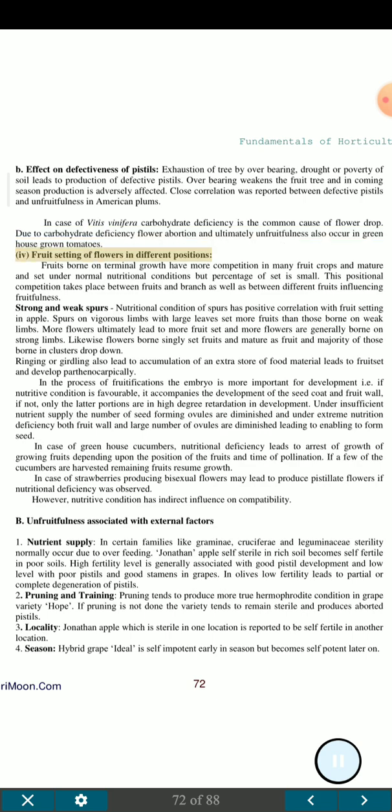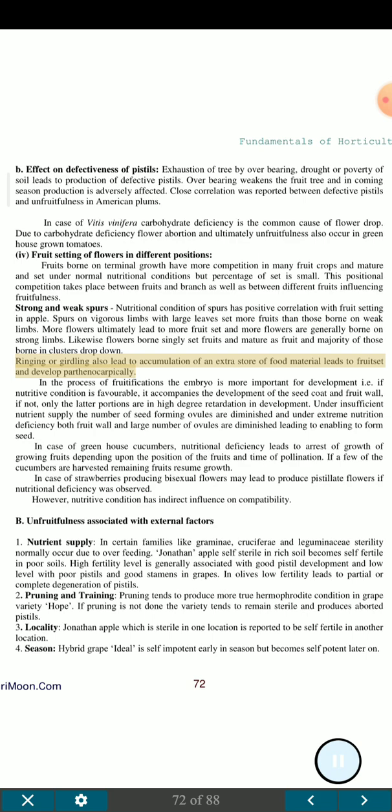IV. Fruit setting of flowers in different positions. Fruits borne on terminal growth have more competition in many fruit crops and mature and set under normal nutritional conditions, but percentage of set is small. This positional competition takes place between fruits and branch as well as between different fruits, influencing fruitfulness. Strong and weak spurs. Nutritional condition of spurs has positive correlation with fruit setting in apple. Spurs on vigorous limbs with large leaves set more fruits than those borne on weak limbs. More flowers ultimately lead to more fruit set, and more flowers are generally borne on strong limbs. Likewise, flowers borne singly set fruits and mature as fruit, and the majority of those borne in clusters drop down.